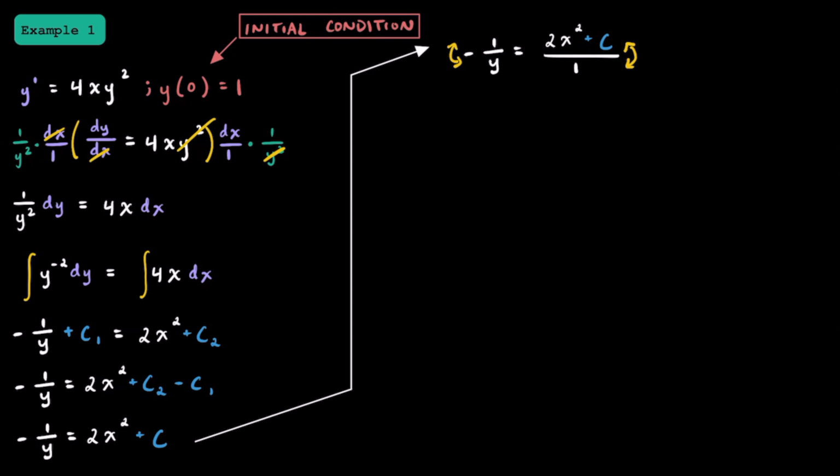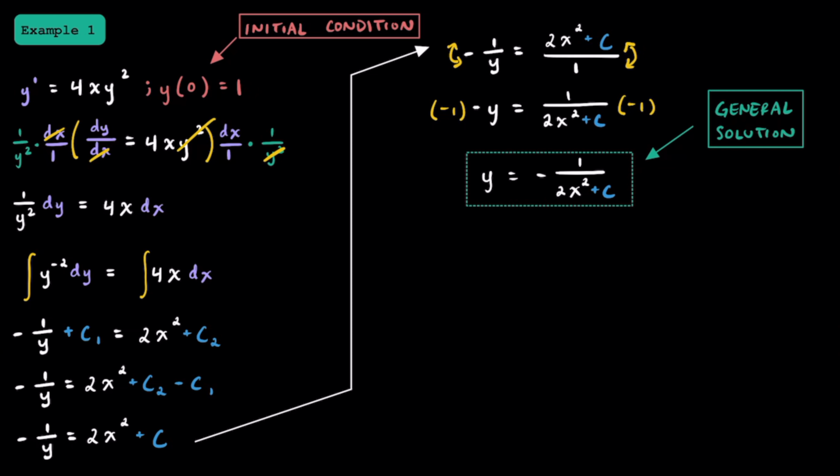Taking the reciprocal of both sides, we can write negative y is equal to 1 over 2x squared plus c. And multiplying both sides by negative 1, we find that y is equal to negative 1 over 2x squared plus c. This right here is our general solution. And now let's take our initial condition of y of 0 is equal to 1 and substitute it in for x and y to solve for c.